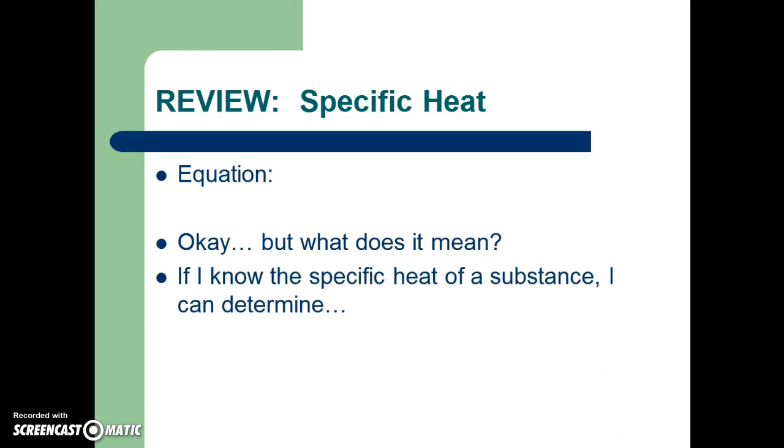All right, so to review, specific heat. The equation for specific heat, and I don't have this written here, so let's write this. The equation for specific heat is Q = cmΔT. Q is the energy needed to put into that substance, c is the specific heat, m is the mass, and ΔT is the change in temperature. So what does this mean? If we know the specific heat of a substance, we can figure out how much energy we need to put into that substance in order to raise the temperature.